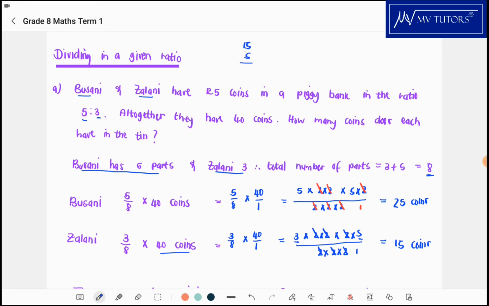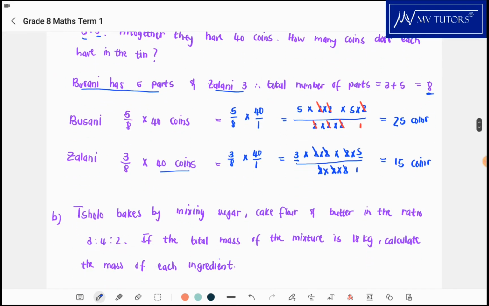So yeah, 15 times 5, that's going to be 75. Yes, so 75 Rand for Zalani, and 25 times 5. Let's just make sure. They didn't ask us for this. I'm just doing this. That's 125. So 125 Rand for Busani and 75 Rand for Zalani. And in total, they have 200 Rand, which is quite a lot for kids. Okay, so that is that one example.